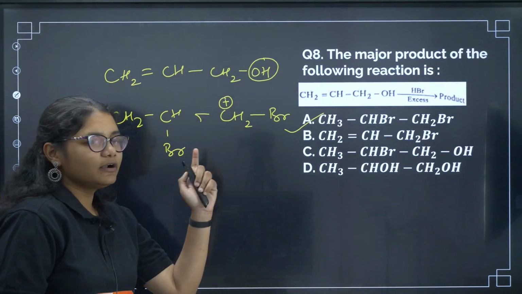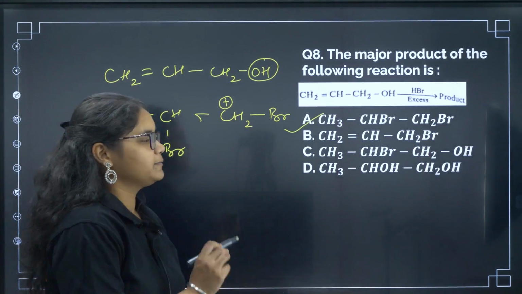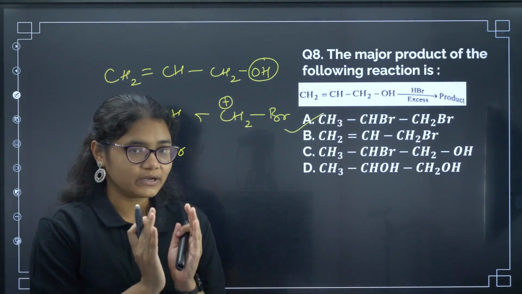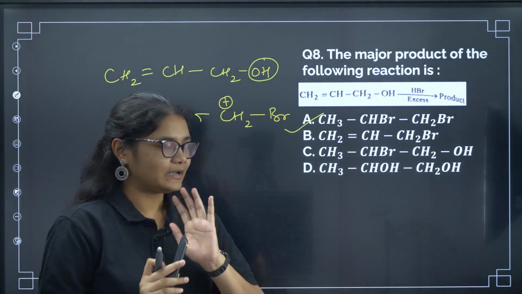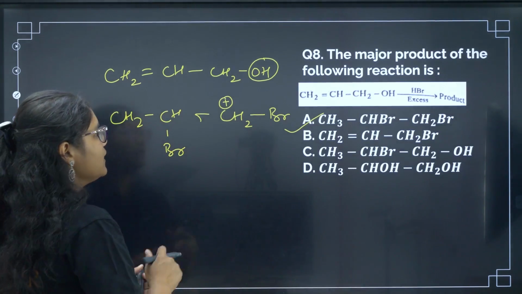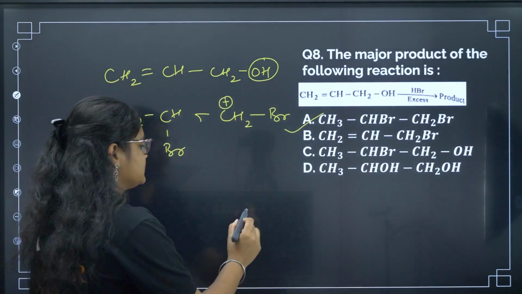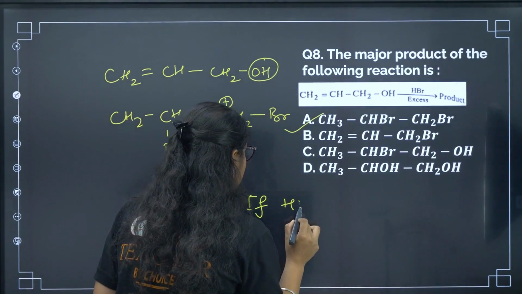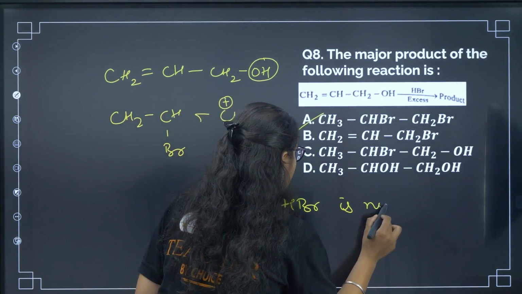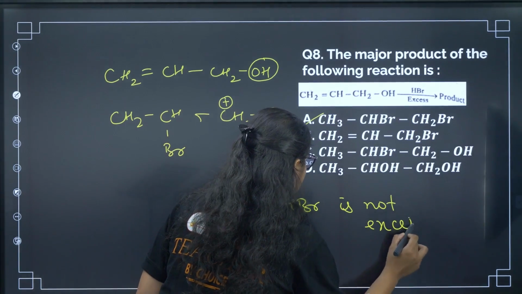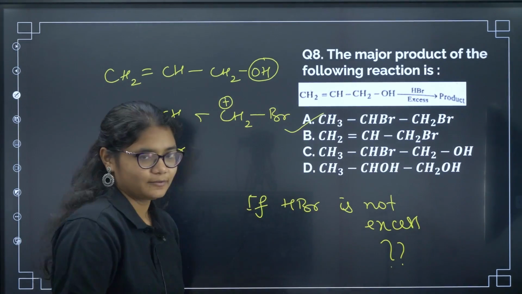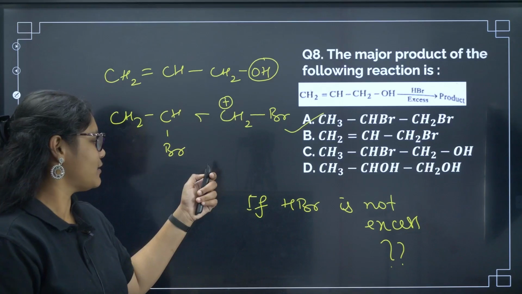Okay. So I want an answer from you. If this HBr would not have been in excess, okay, it is only HBr, then please comment down and tell me whether the product would be the substitution here or addition here. Okay, so the question is, if HBr is not in excess, find the product. Okay, so let us see how many of you are able to answer.